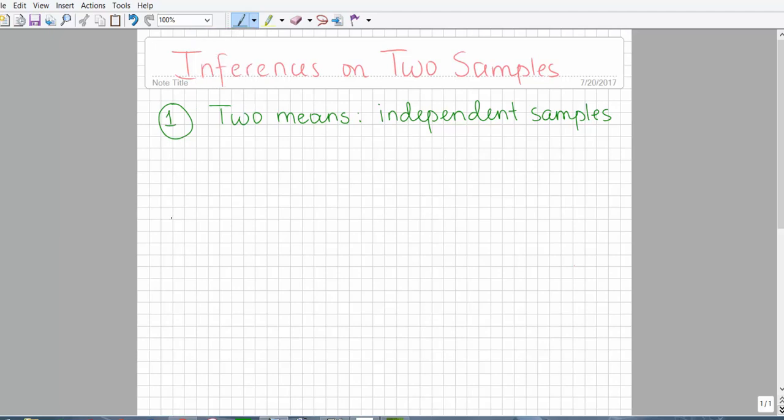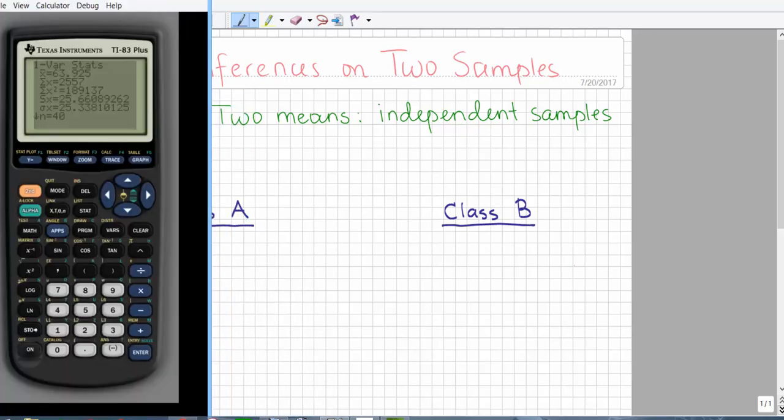Let's say I have scores for the midterm in class A, and all scores for the midterm in class B. The data that I'm going to be using for this example is actual data that I've collected for my statistics classes, and it's all already stored in my calculator. So let's go ahead and come up with the characteristics of my data set.